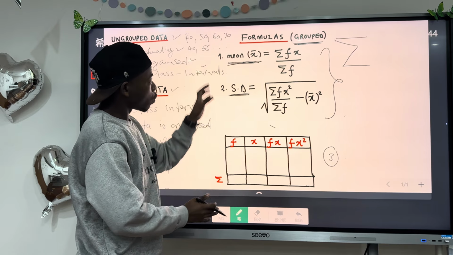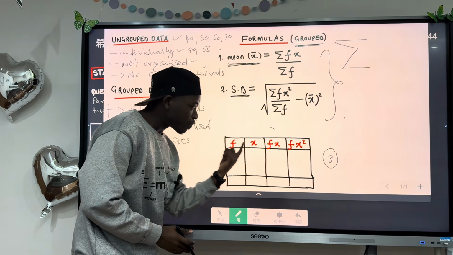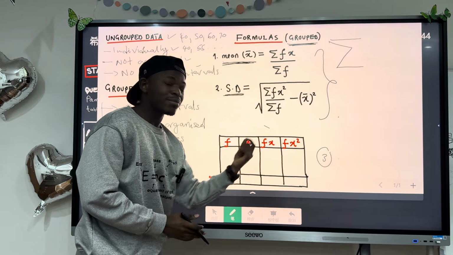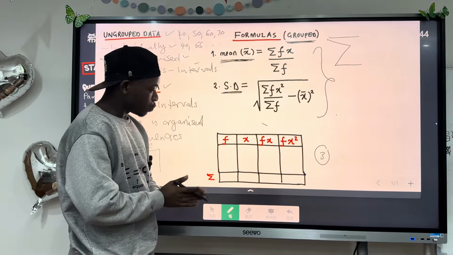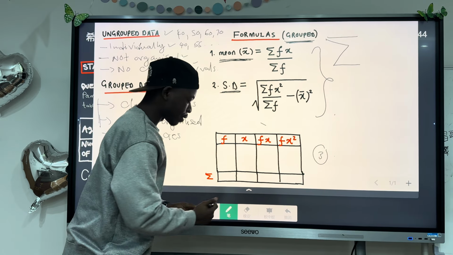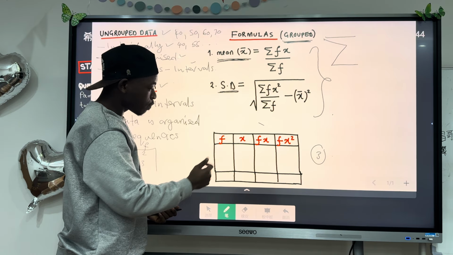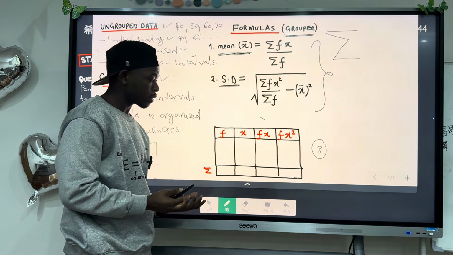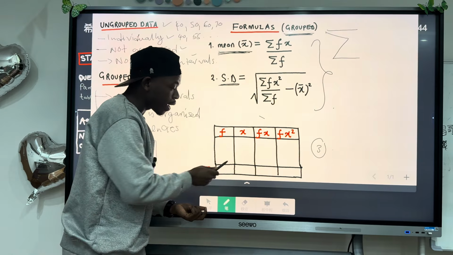So for you to find all these, the mean and the standard deviation later on, you need to first of all come up with the table. This table is very easy to set up. So what we need to do is create something like this. But how do we create it? This is the format. So first of all, you're going to put the frequencies here. So F stands for frequency. Then later on, you put the data entry here, X.